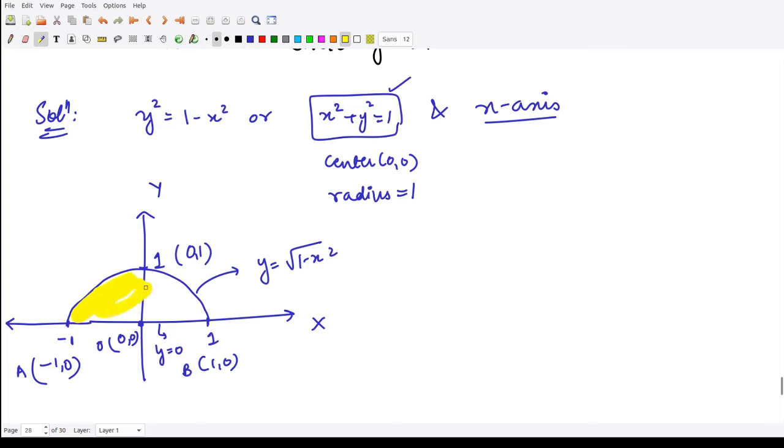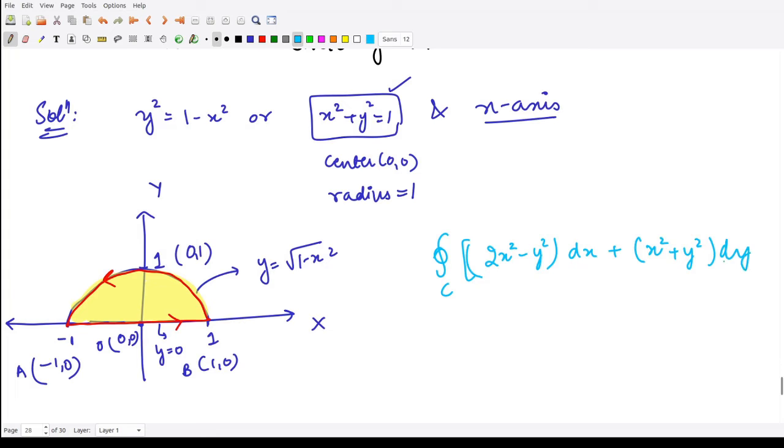So where we wanted to perform the line integral, the line integral here is performed with respect to this curve. So let me highlight the curve. The curve is this one in the anti-clockwise direction, because we want the direction to be positive. So this is your curve, and the region is this yellow marked region. Now in order to solve this integral, we are to compute the closed line integral of the function 2x square minus y square dx plus x square plus y square dy. So we have to solve this.